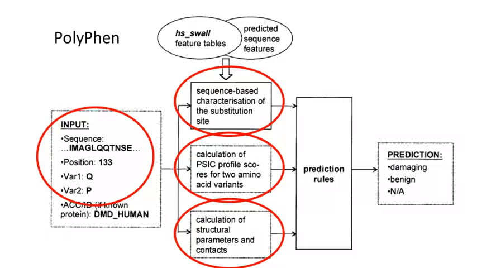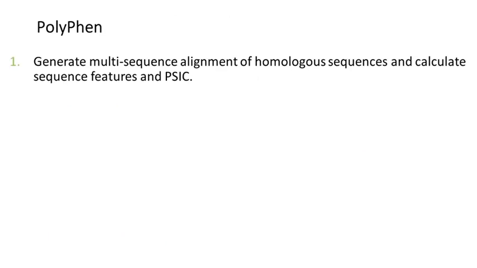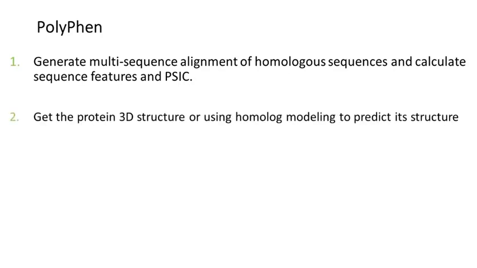Now, SIFT only calculates 1 feature, so it can simply apply a cutoff. But how can PolyPhen integrate the evidence in the 3 different types of features? Well, it uses empirical rules and predicts whether a variant is damaging or benign. More specifically, PolyPhen first generates multiple sequence alignment of homologous sequences and calculates sequence features and PSIC profile scores. Then it tries to get the 3-dimensional structure of the protein or use homology modeling to predict its structure.